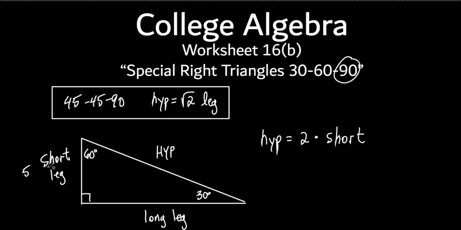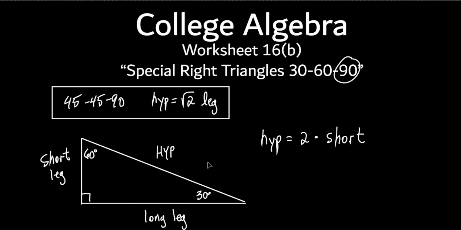What if the short leg was 5? Tell me what the hypotenuse is going to be. It's going to be 10. That's exactly right. This will be 10. Why? Because the hypotenuse is exactly double, it's twice what the short leg is. So if I know the short leg, I just multiply it by 2. Right there's a little formula, and I got the hypotenuse. Everybody see that?